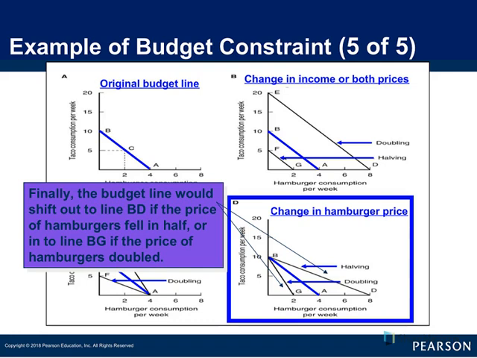This example of the budget line begins to communicate the financial aspect of utility. In the next chapter, we're going to tie the indifference curve or the ISO utility curve together with the budget constraint, the budget line, and show how they're used in conjunction with each other.